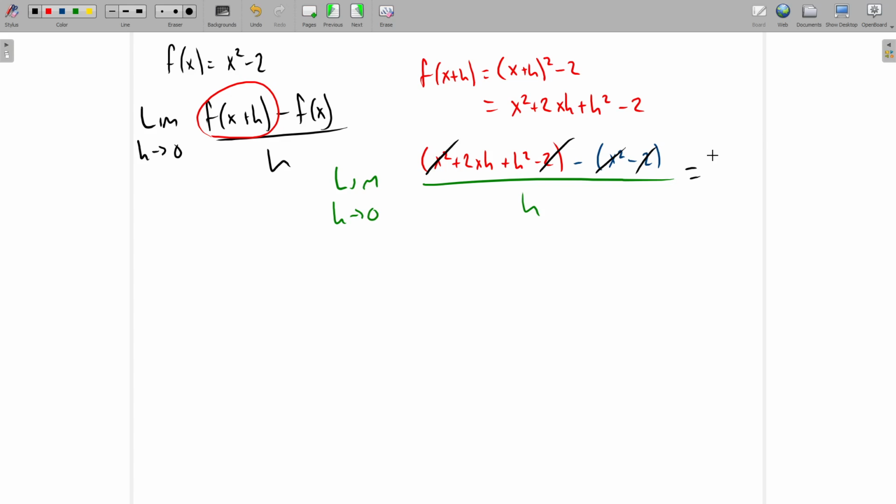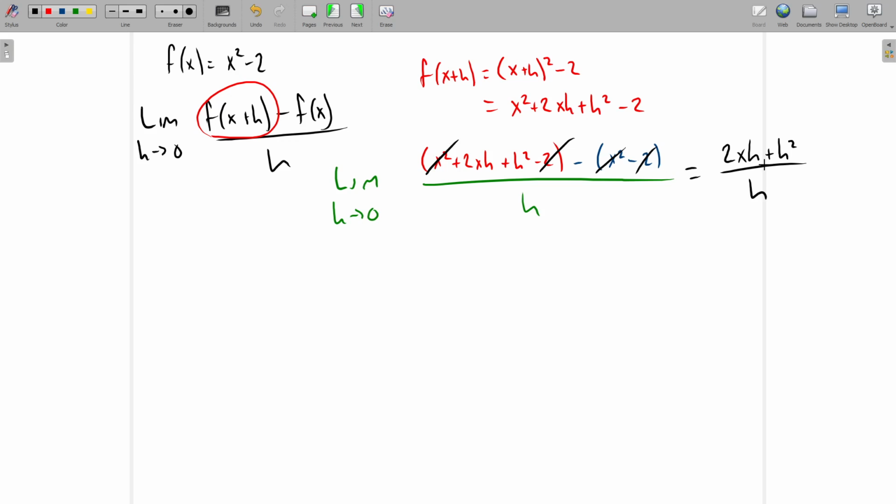So notice how everything that we have left in the top, each term, has an h in it. If not every term with an h is canceling out, then you've done something incorrectly. Maybe you flipped a sign, or you forgot to distribute something or multiply something out correctly. Everything without an h in the numerator should cancel.